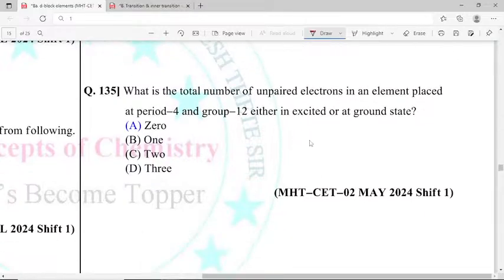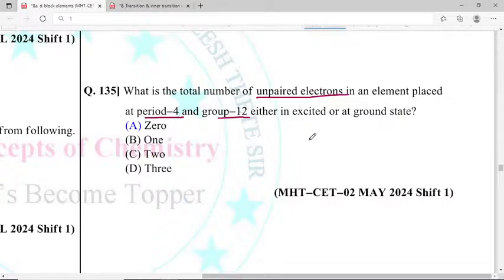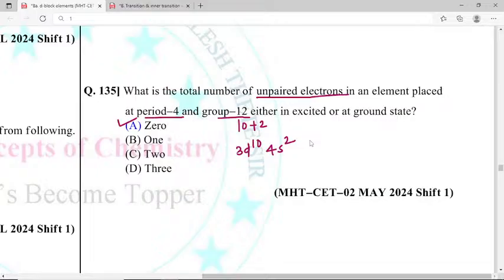What is the total number of unpaired electrons in an element placed in period 4, group 12? Period 4, group 12. So what is the 12 here? 10 plus 2 is 12. So this is period 4: 3d10 4s2, 0 unpaired. So this is zinc actually, atomic number 30.